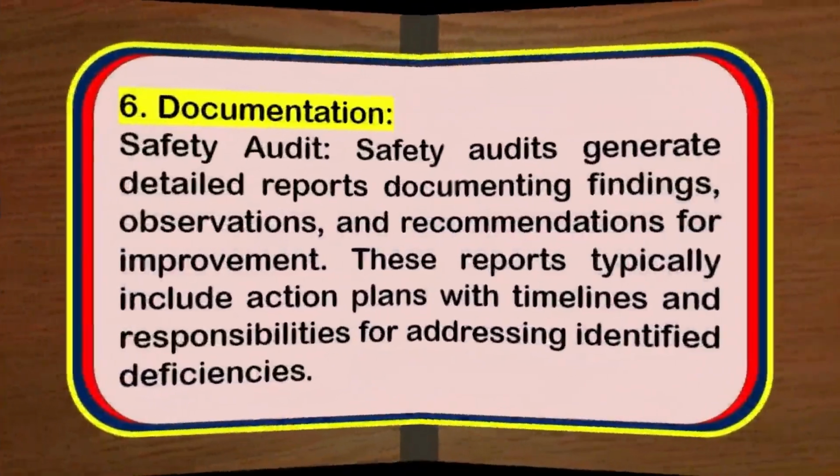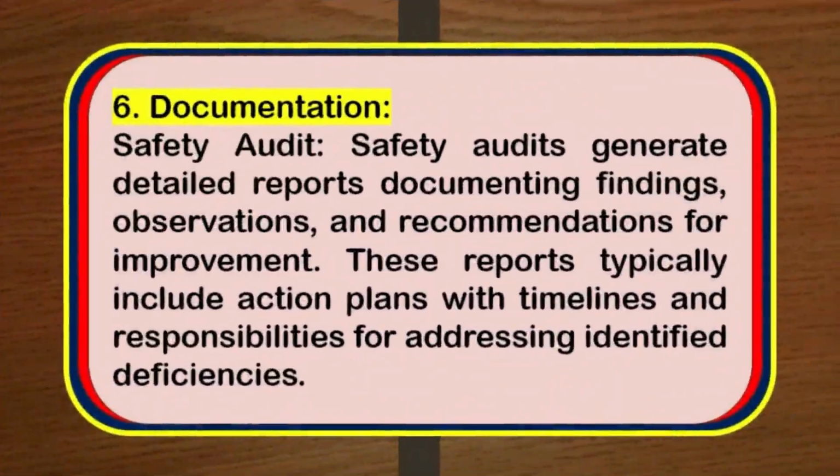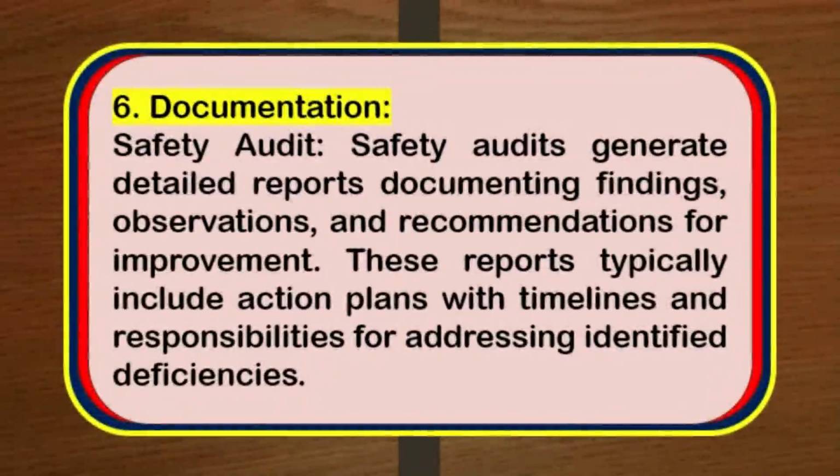Point number six, documentation. Safety audits generate detailed reports documenting findings, observations, and recommendations for improvement. These reports typically include action plans with timelines and responsibilities for addressing identified deficiencies, discrepancies, and the areas of improvement.